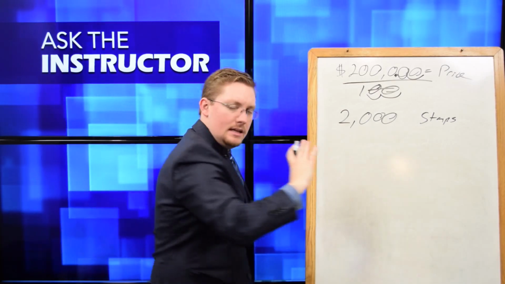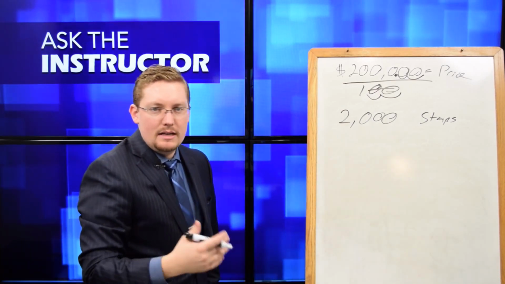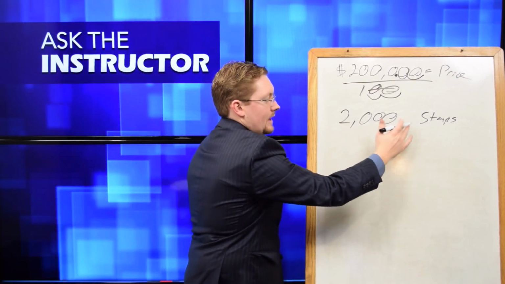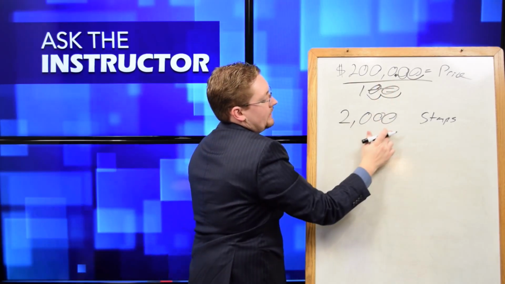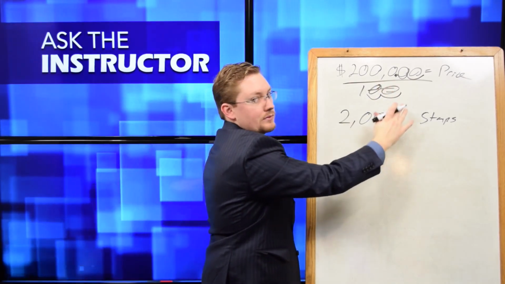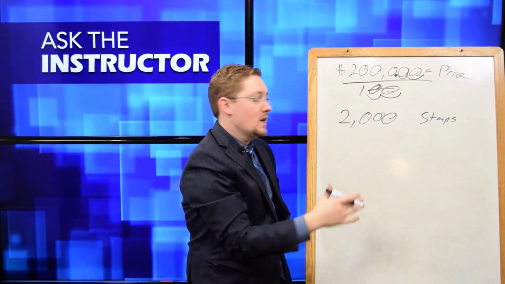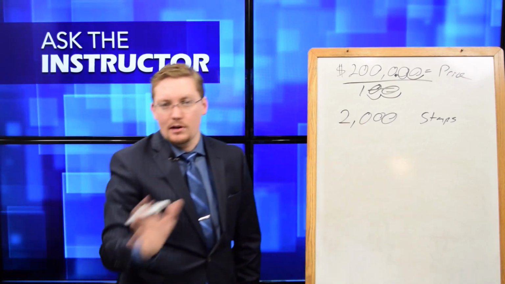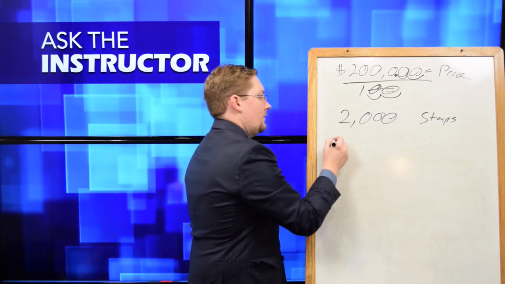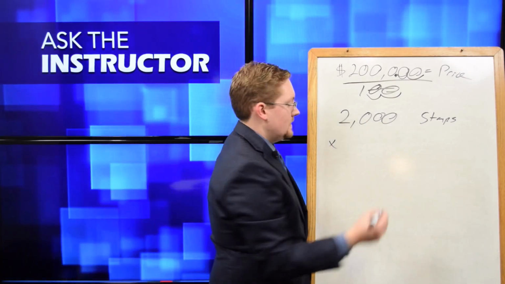Now, here we don't have any decimal. We don't have any stamps that we need to extra account for here. If this was $200,001, again, it would be 0.01, and we have to round that up to 2,001 stamps. But since we have a nice even number here, we don't have to worry about doing any sort of rounding. Finally, we just have to multiply by the cost of the stamps.